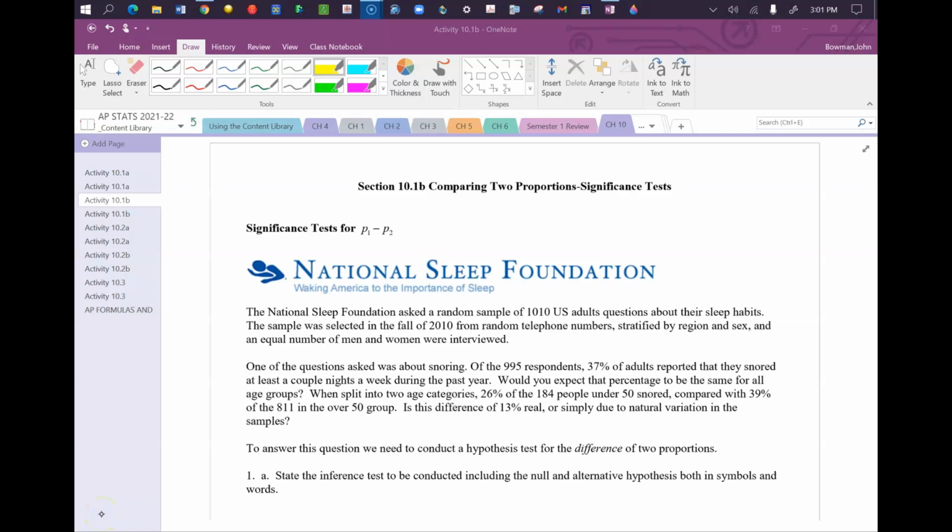In the previous activity, we talked about the sampling distribution for the difference of two sample proportions. We also talked about constructing a confidence interval to estimate the difference of two proportions. In this video, we're going to talk about significance tests for the difference of two proportions.